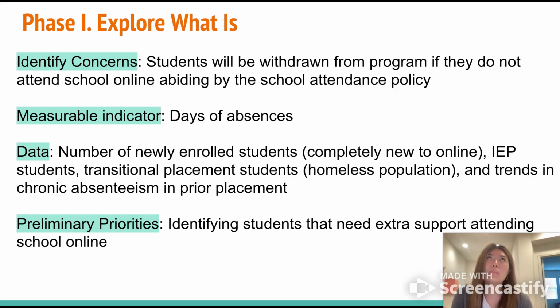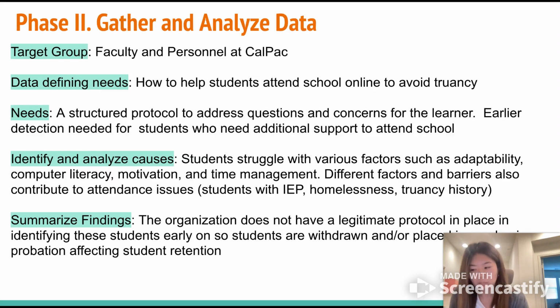And so that tells us that our preliminary priority was to identify these students that need the extra support attending school online. And so phase two is really gathering and analyzing this data. And in order to remediate the situation, we need to retrain our faculty and personnel at CalPAC.